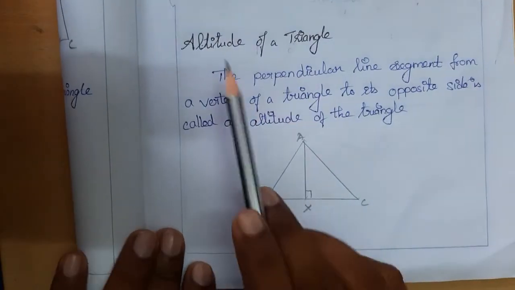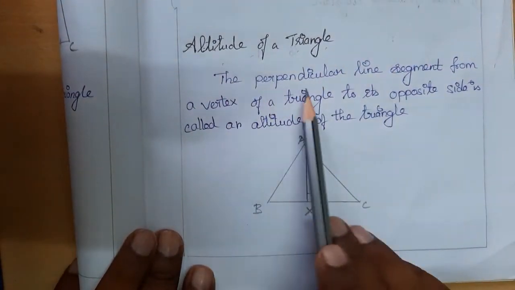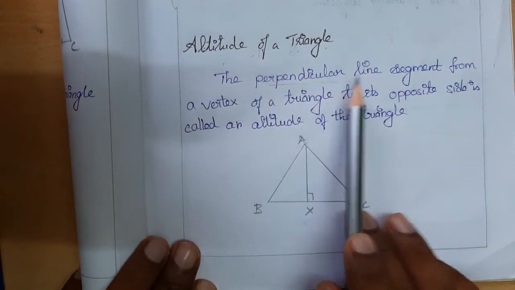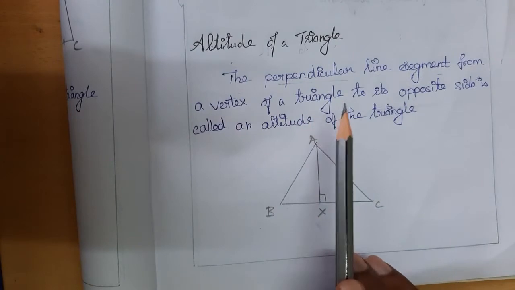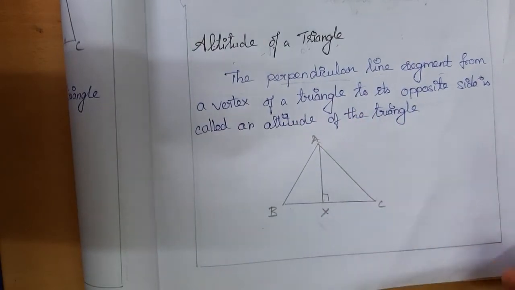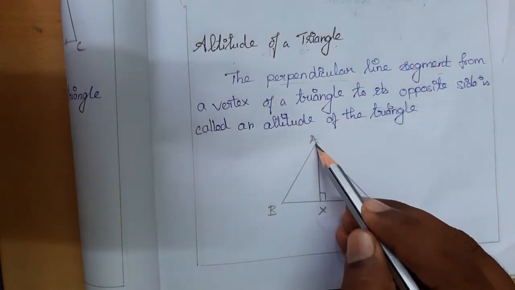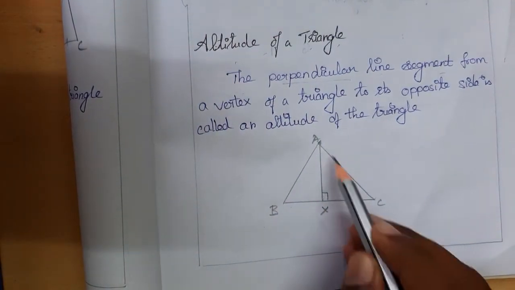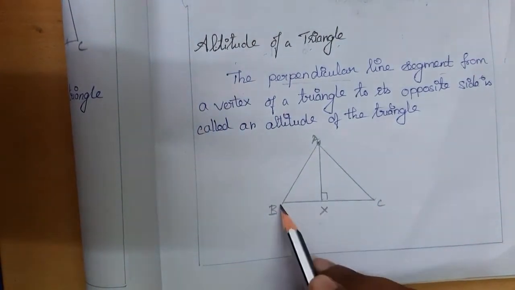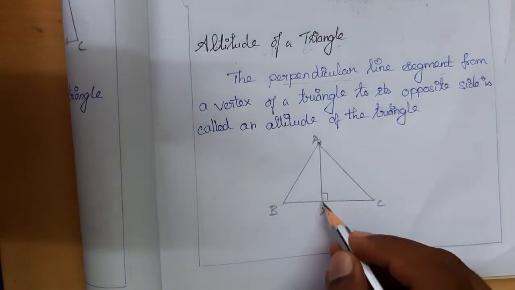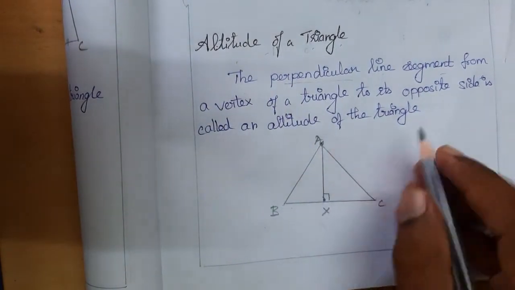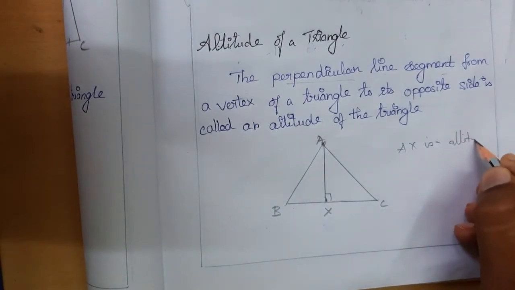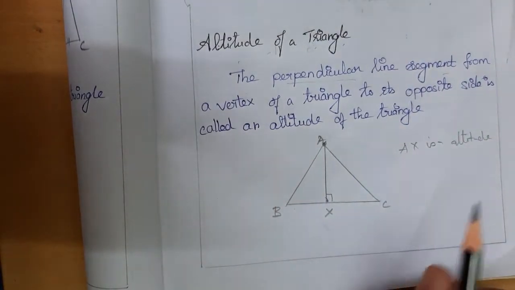So here we go for the altitude of a triangle. The perpendicular line. Perpendicular means we know that it makes 90 degrees, right? The perpendicular line segment from a vertex of a triangle to the opposite side is called the altitude of the triangle. So from any vertex, if we draw a perpendicular line to the opposite side, say I choose vertex A, then we can draw a perpendicular to the opposite side BC. Then this AX is the altitude.